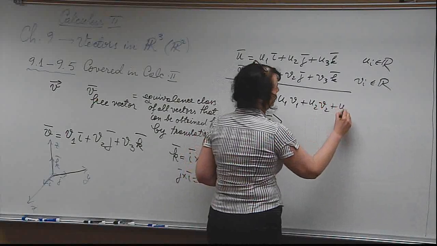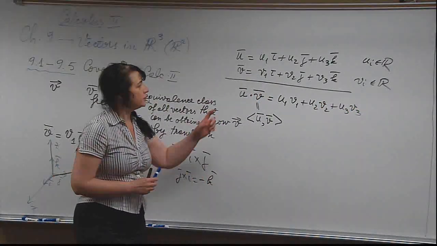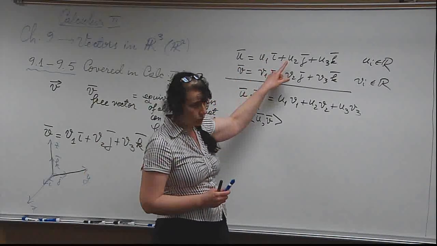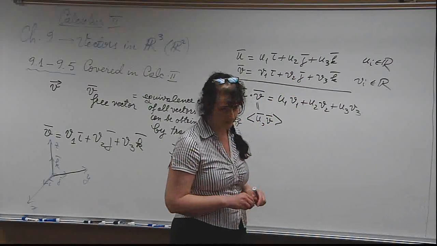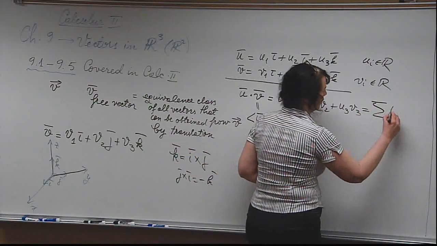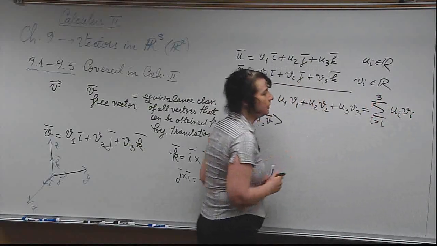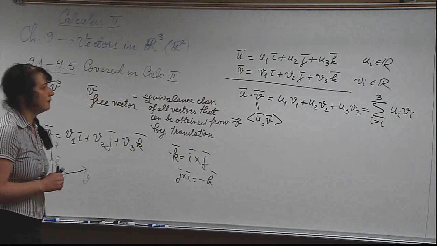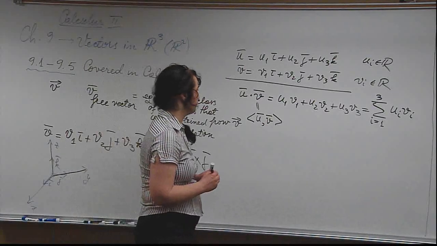V2 plus U3 V3. So what do you do to remember what you do? First component times first component plus second component times second component plus third component times third component. Okay? If you are in computer science, I saw that you use this notation. I was very happy to see that, the summation notation, but you don't have to use it in our class.